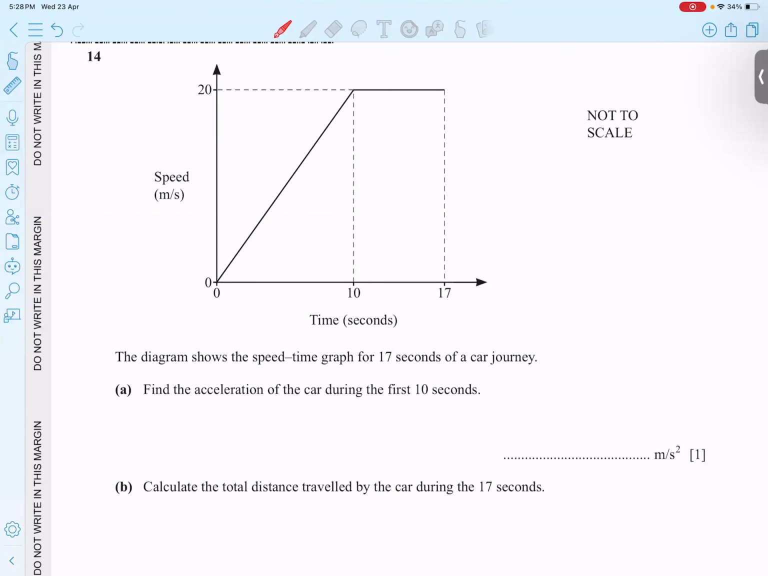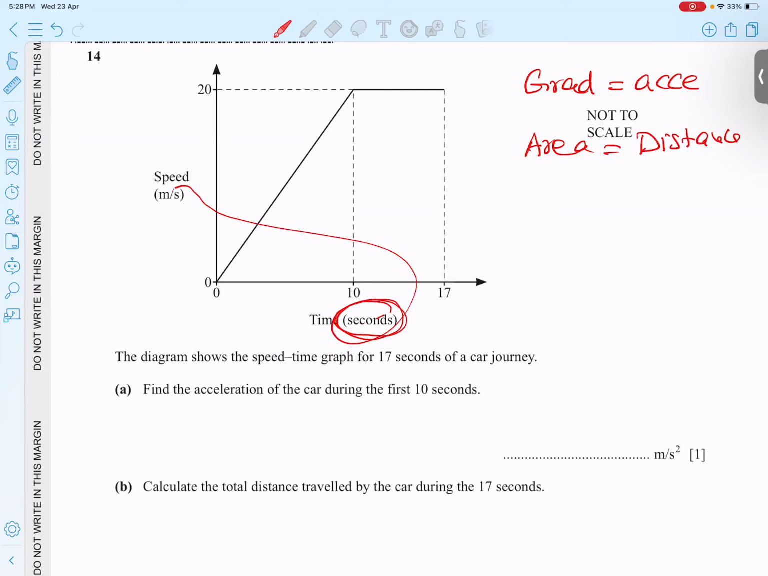Question number 14. When a speed-time graph question comes, students, make sure of 2 rules. Rule number 1, the gradient of any line is equal to acceleration. And the area under the lines is equal to distance covered. Don't forget these 2 rules. And one more thing, keep your eye on whether this second and this second match or not. If they match, well and good. Otherwise, you have to do it carefully. If they don't match, the chance of the question going wrong is high. So be careful.